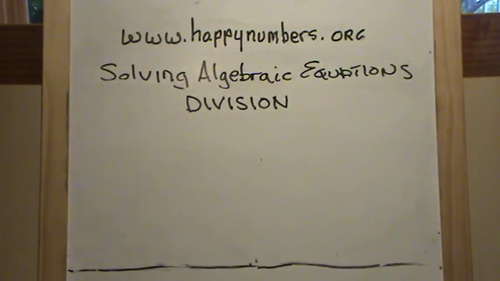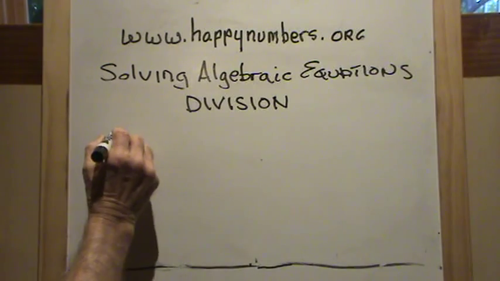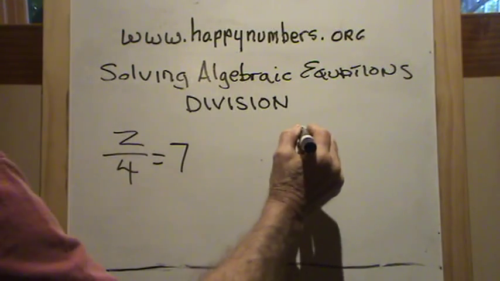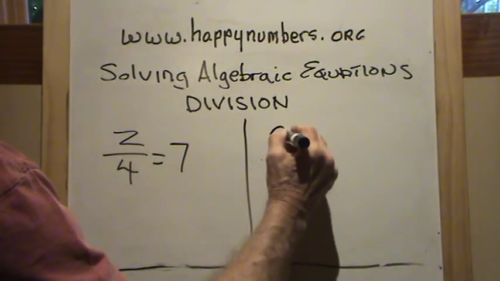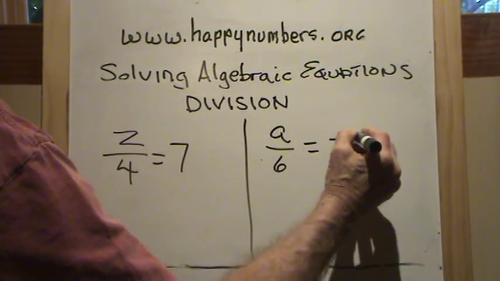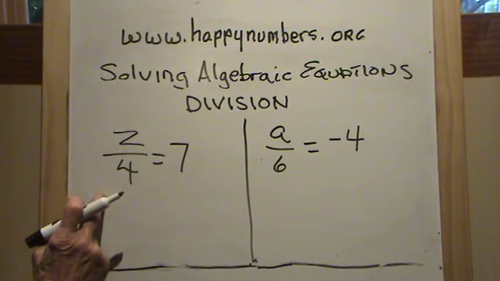Let me put up 2 problems for you to do. Let's have this one. z divided by 4 equals 7. And on this side, a divided by 6 equals -4. All right, so put your DVD or video on pause. Work these problems and then turn it back on again. Good. All right, let's see how we did now.